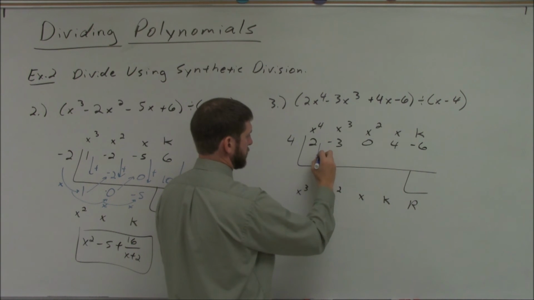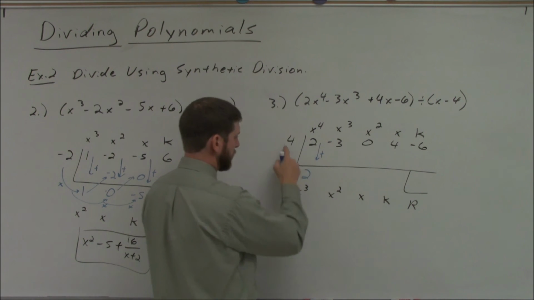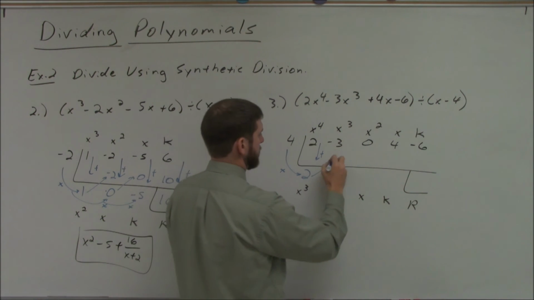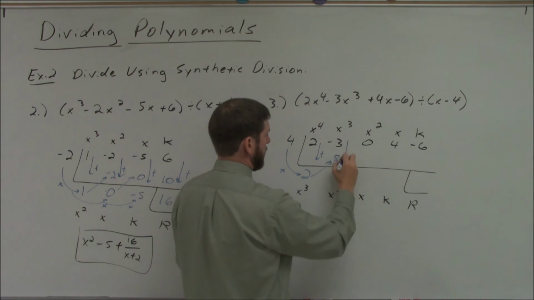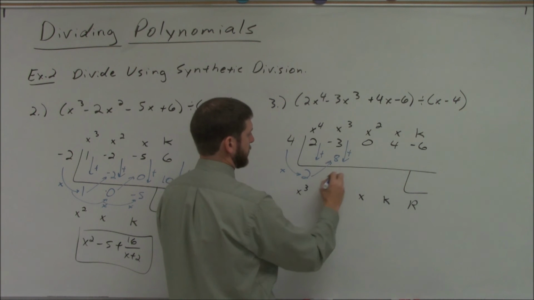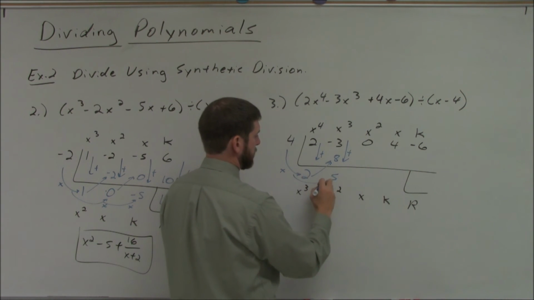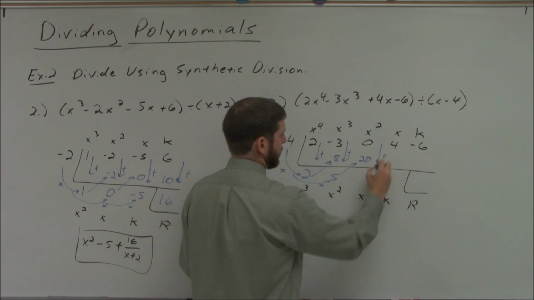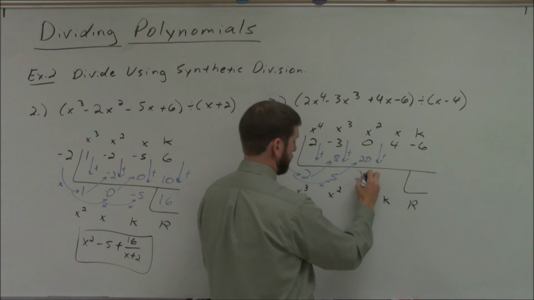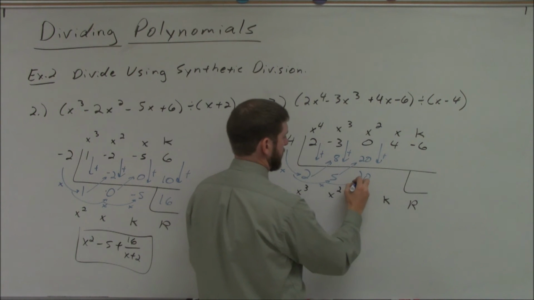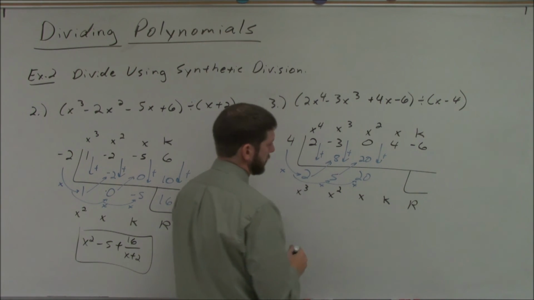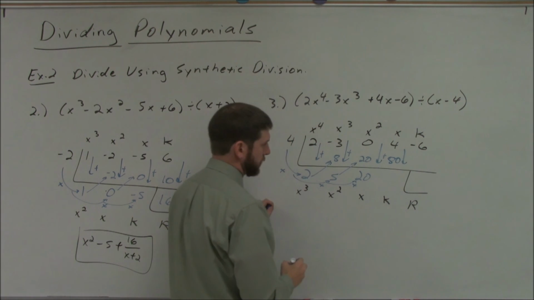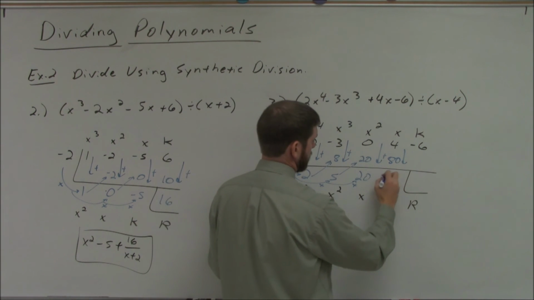Add the columns. 2 plus nothing is 2. Multiply by the front. 4 times 2 is 8. Add the column. Negative 3 and 8 is 5. Multiply by the front gives me 20. Add the column. 0 and 20 is 20. Times the front is going to give me 80. Add the column. I get 84.